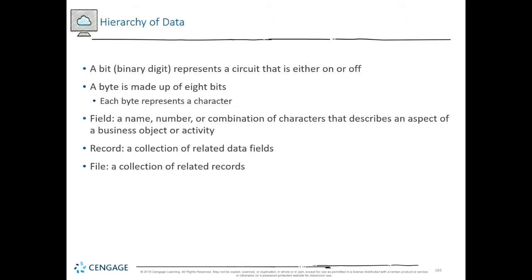Hierarchy of data. A bit, binary digit, represents a circuit that is either on or off. A byte is made up of 8 bits. Each byte represents a character. A field: a name, number, or combination of characters that describes an aspect of the business object or activity. Record: a collection of related data fields. File: a collection of related data records.